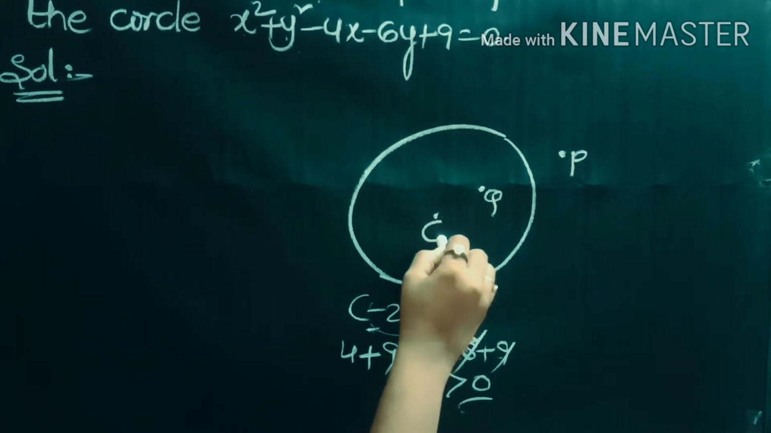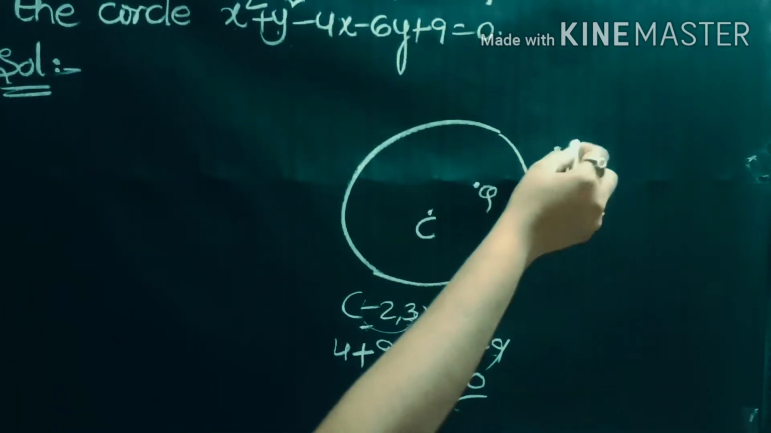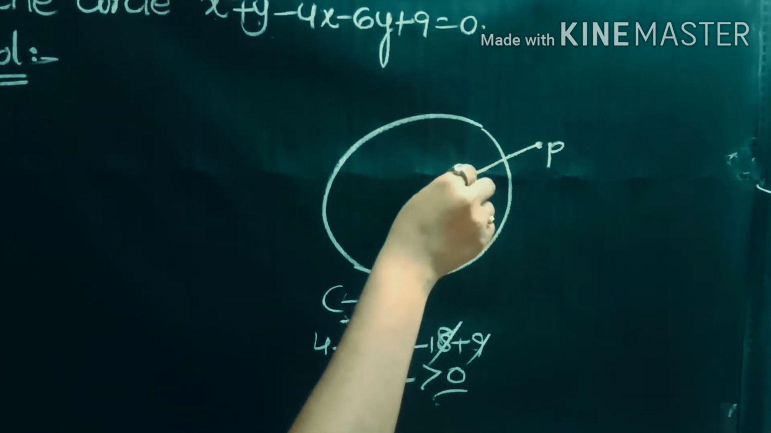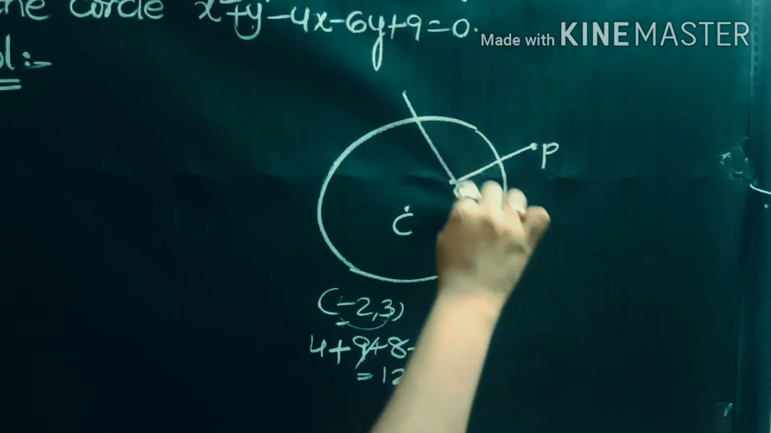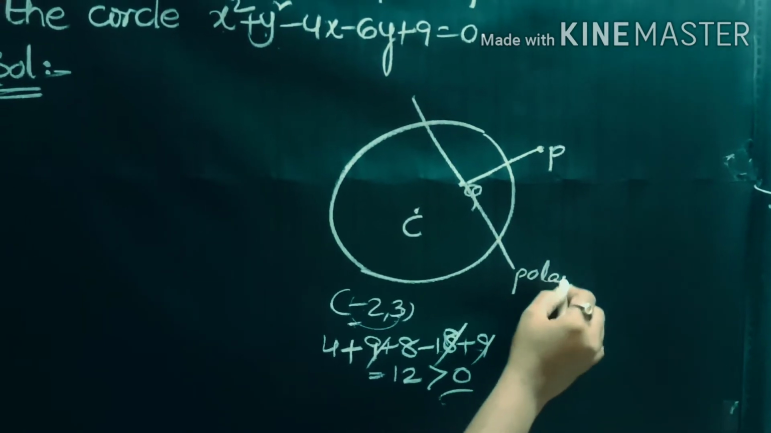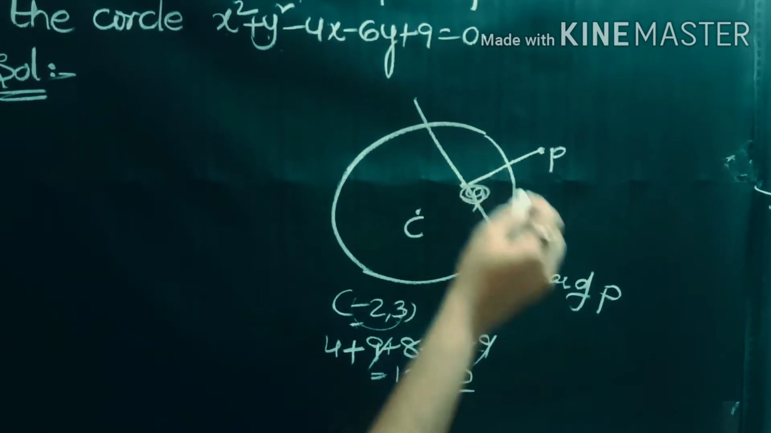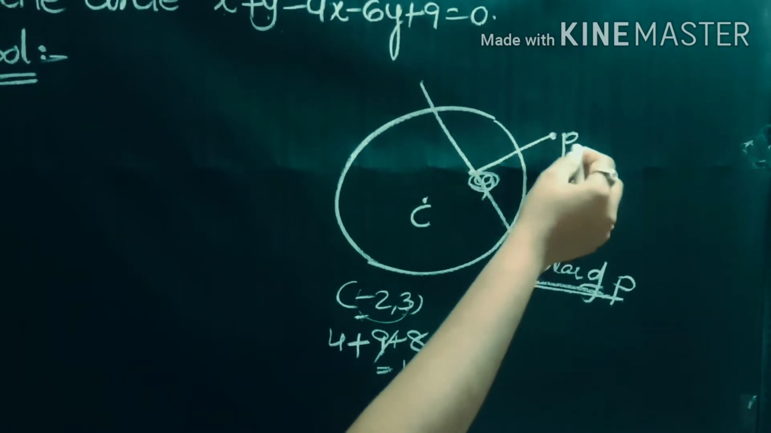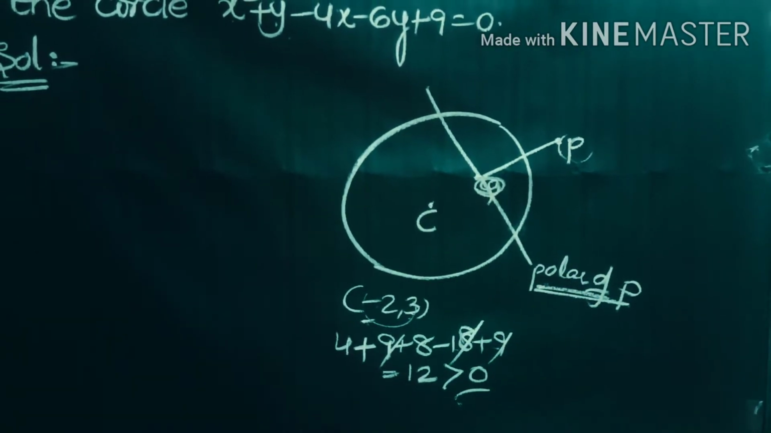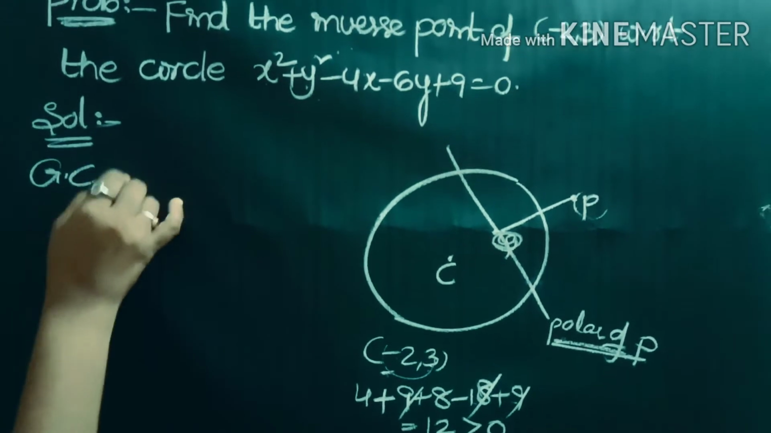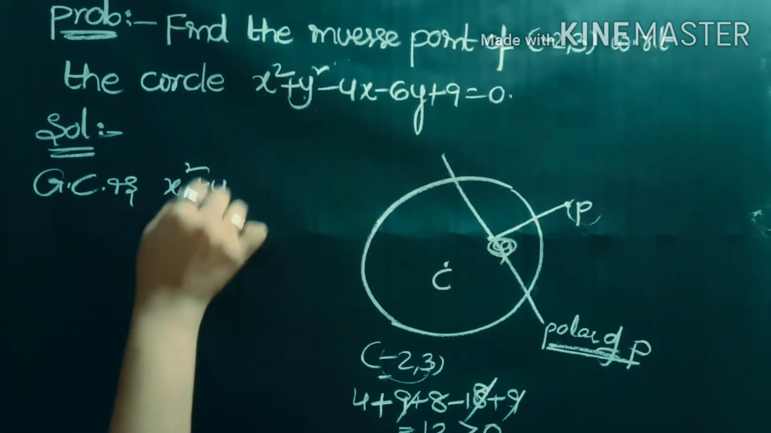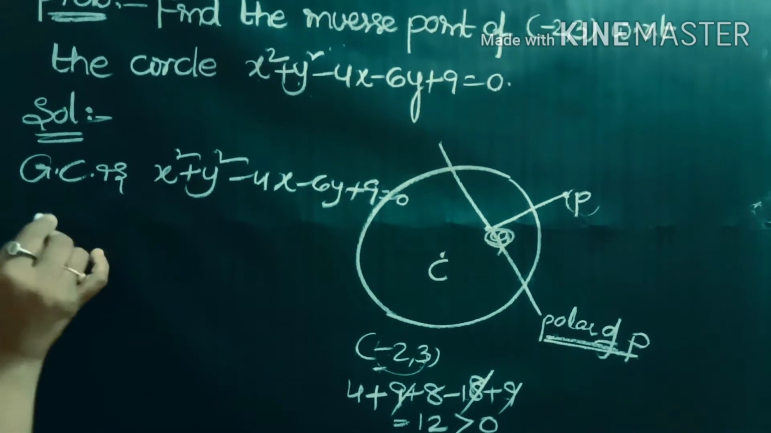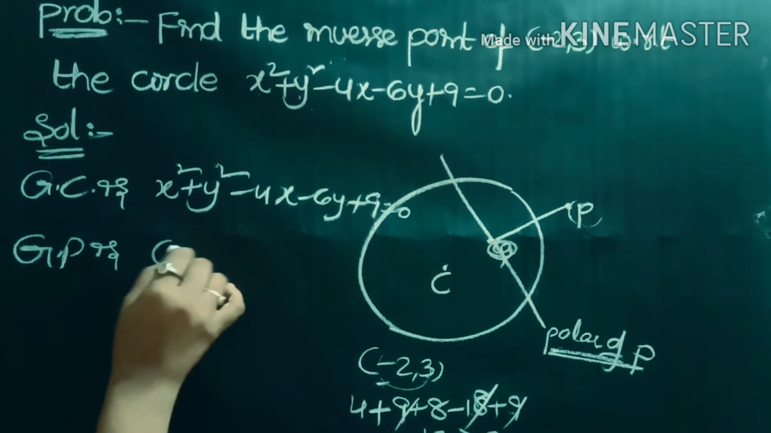Now clearly this is the center of the circle. What is the inverse point of P? The inverse point of P is simply the foot of the perpendicular drawn from P to the polar of P. So to find the inverse point, first we take the polar equation, and to that polar equation we find the foot of the perpendicular from the point P. That is the concept. The given circle is x square plus y square minus 4x minus 6y plus 9 equals 0, and the given point is (-2, 3).